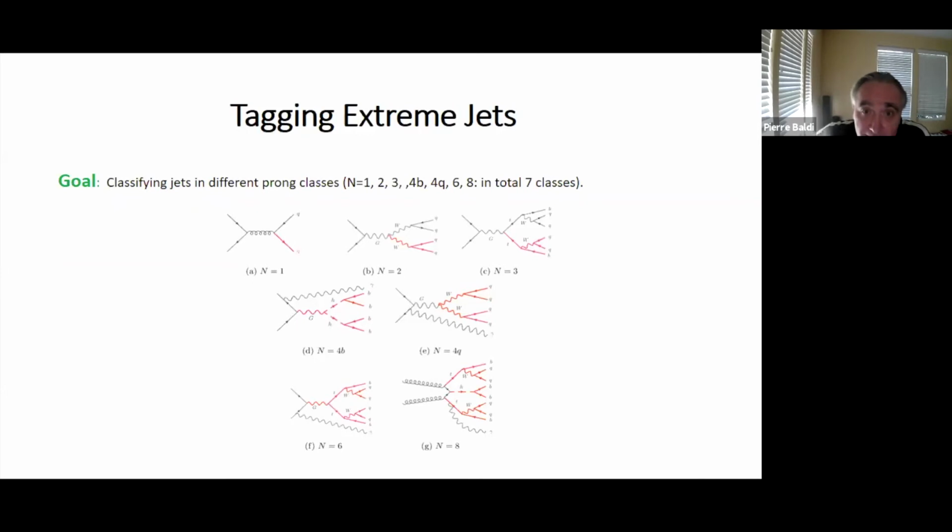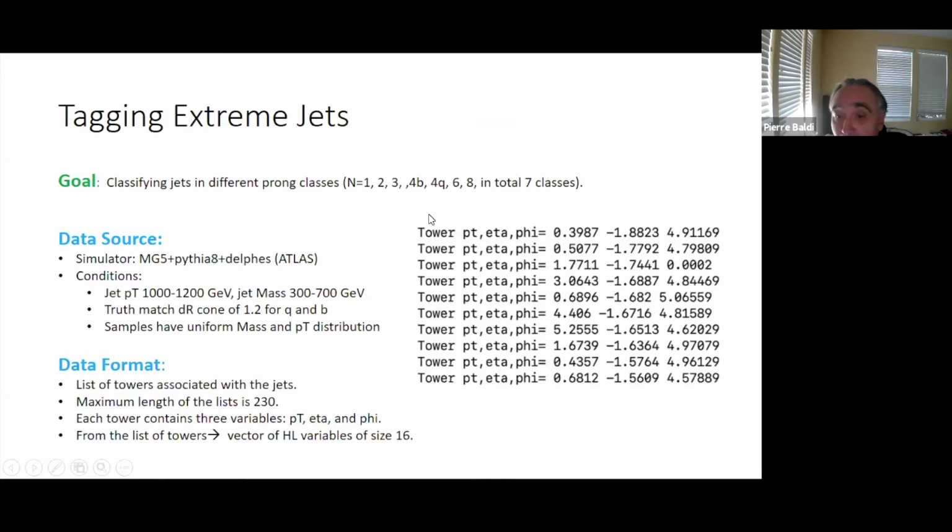Tagging extreme jets. So we have jets. We want to classify them into different prong classes, which are listed here, going towards fairly large numbers like 6, 8, etc. The input is represented by a list of towers. Each tower has the transverse momentum, the azimuthal angle, and the pseudorapidity. So 3 numbers, right? This is a variable length list.